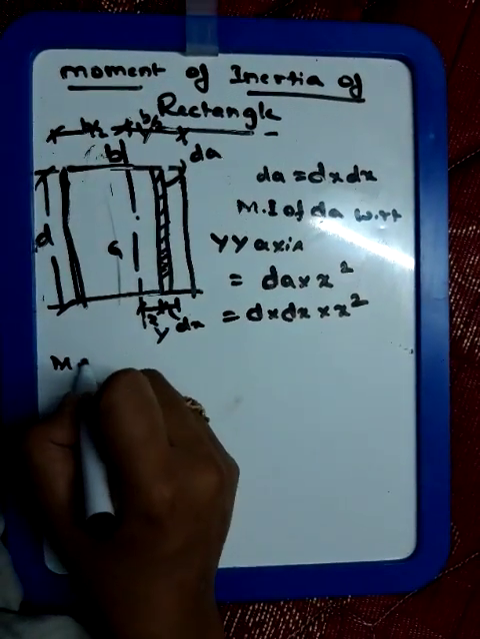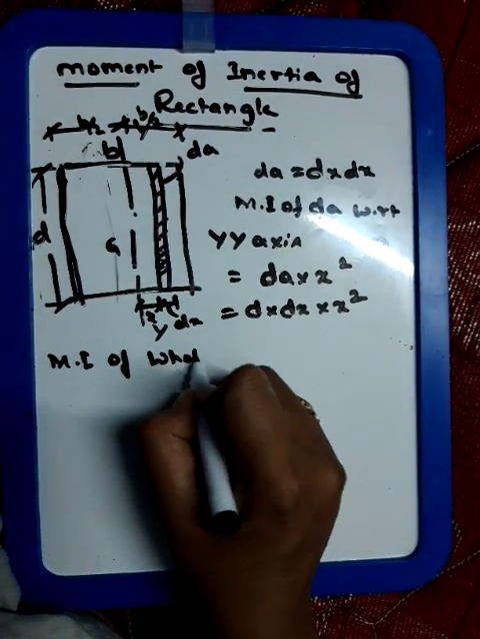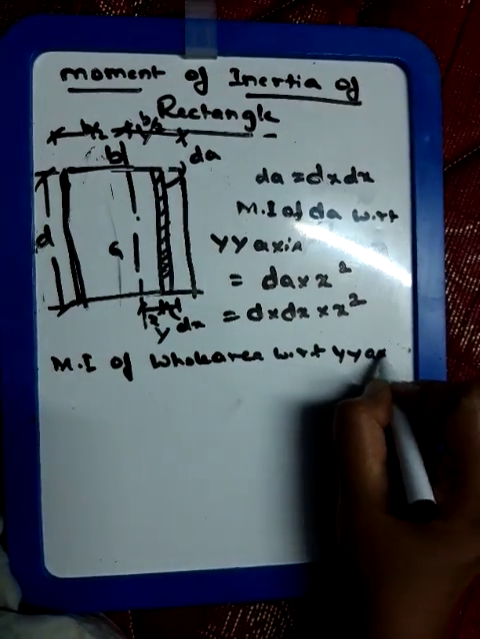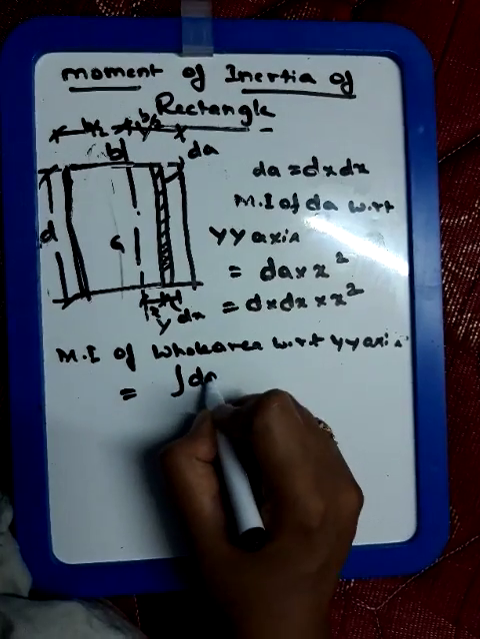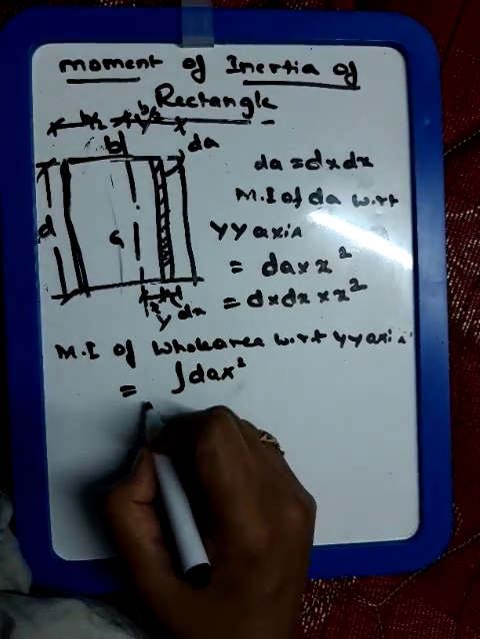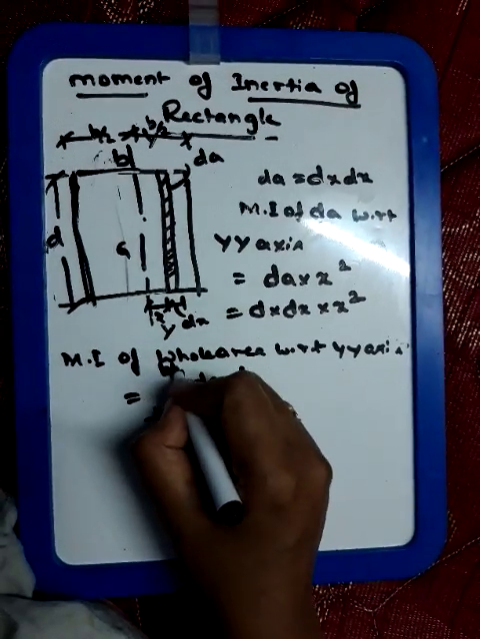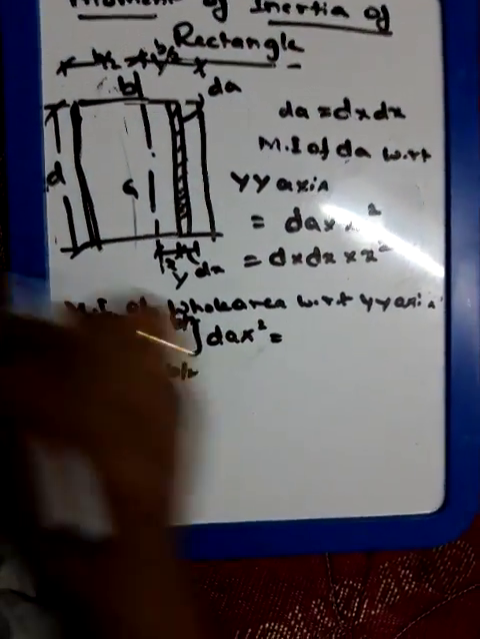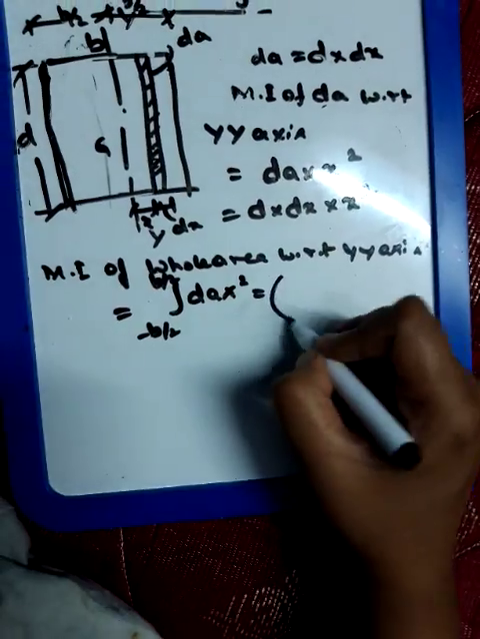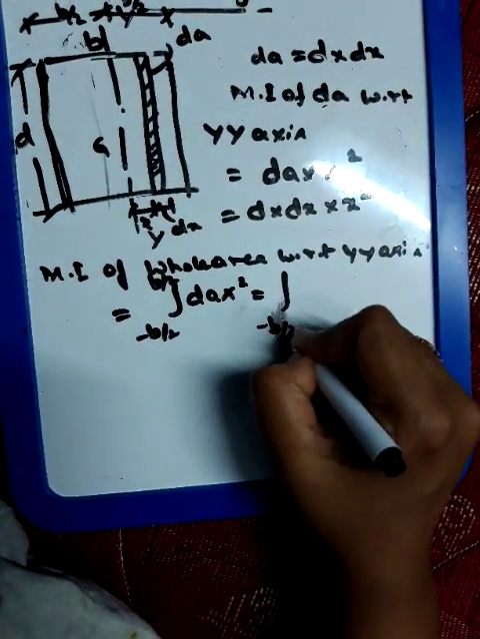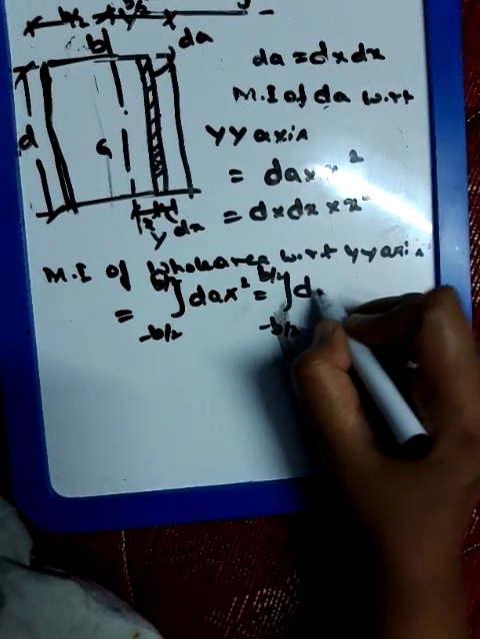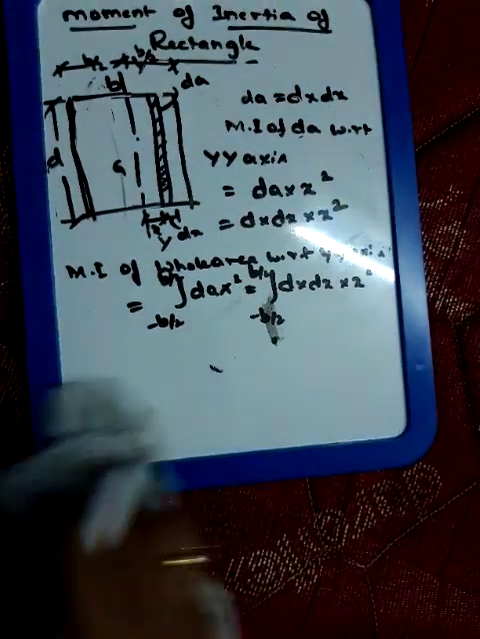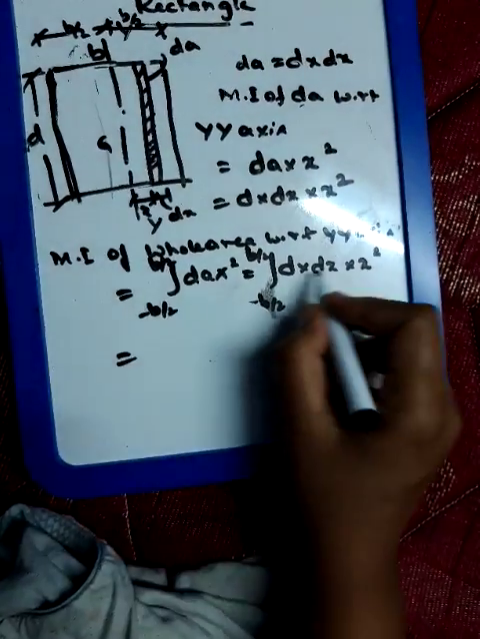Now the moment of inertia of the whole area with respect to the y axis is basically the integration of dA into x square. x can vary from minus b by 2 to plus b by 2. Now you just substitute the value of dA, so dA is d into dx into x square. I'll just take out the constant here, so the constant is d.